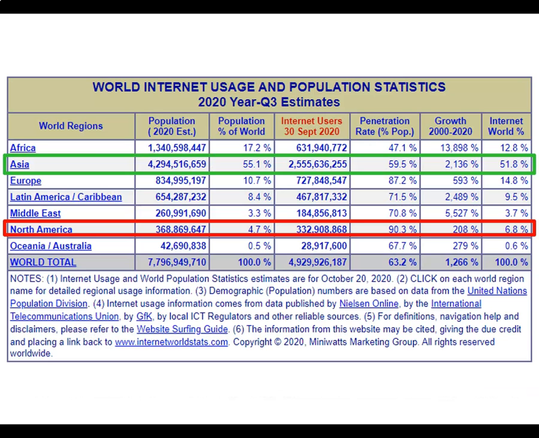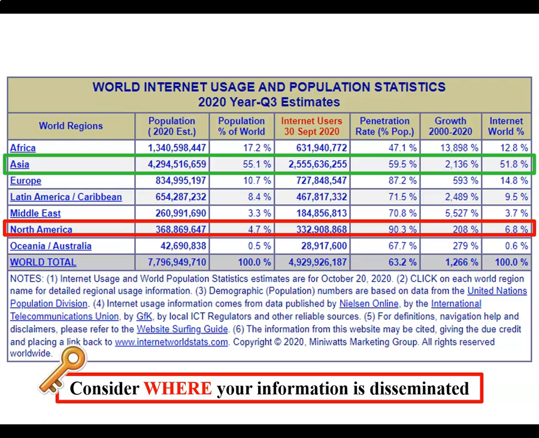Here's another way of looking at this information. You can see that across the world, Asia represents 51.8%. What I've noticed is that most marketing students here in the U.S. assume that most internet users are in North America. You can see based on this information, that's simply not true. Only 6.8% are represented by North America.